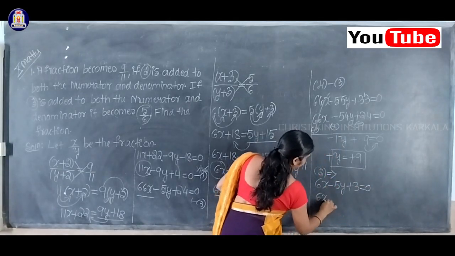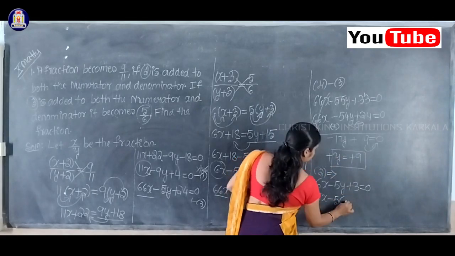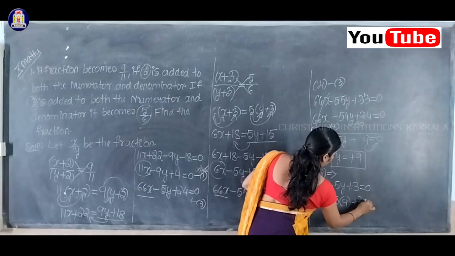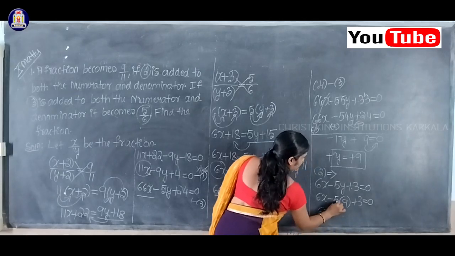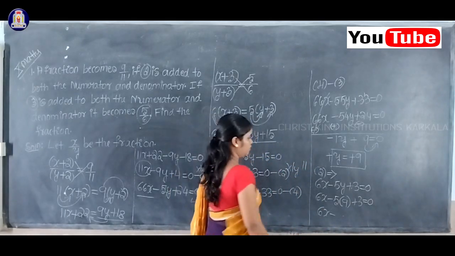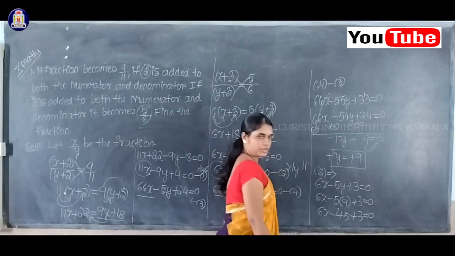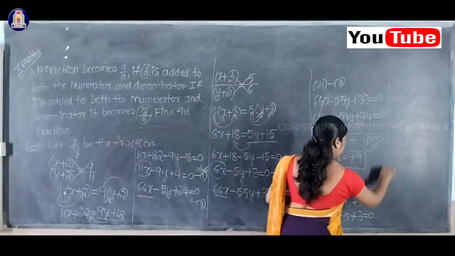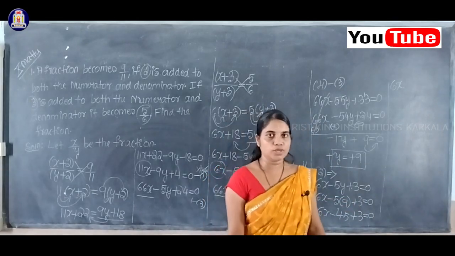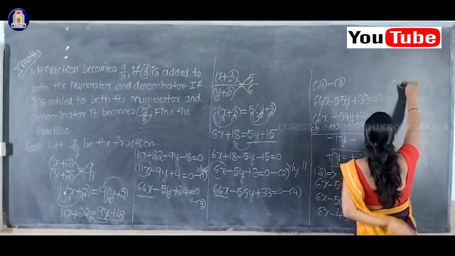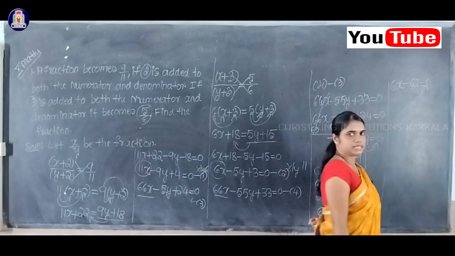So 6x write as it is, minus 5 into, in the place of y substitute this 9, plus 3 equal to 0. So now 6x, 5 nines how much? 45, plus 3 equal to 0. So now 6x minus 45 plus 3 equal to how much? Minus 42, equal to 0. Shift this minus 42 to the right hand side.